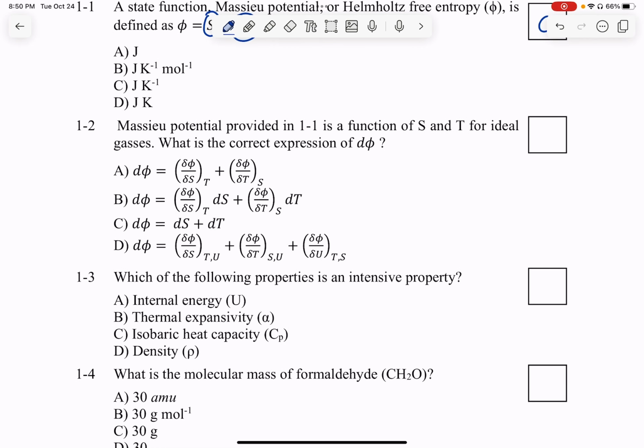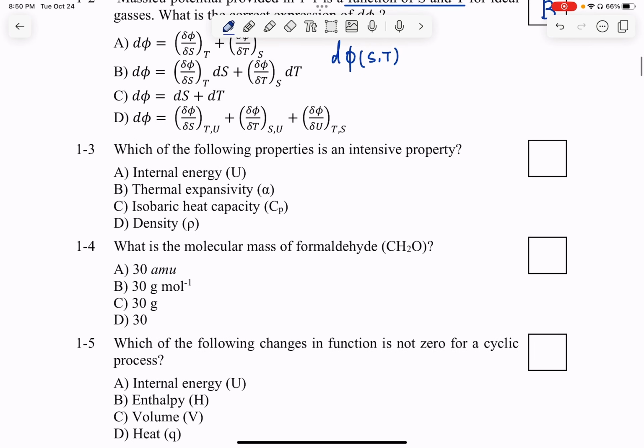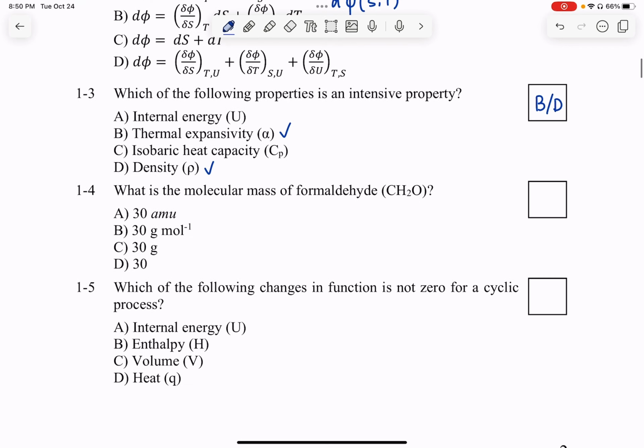Then just write out the full equation for the entropy, the phi, and it is given that this state function is a function of S and T. So we can write this one as S and T. So we have two dependents, right? We only need to put B here. 1, 2, 3. This one actually has two answers. So both B and D are correct answers. So both B and D are counted correct for this problem.